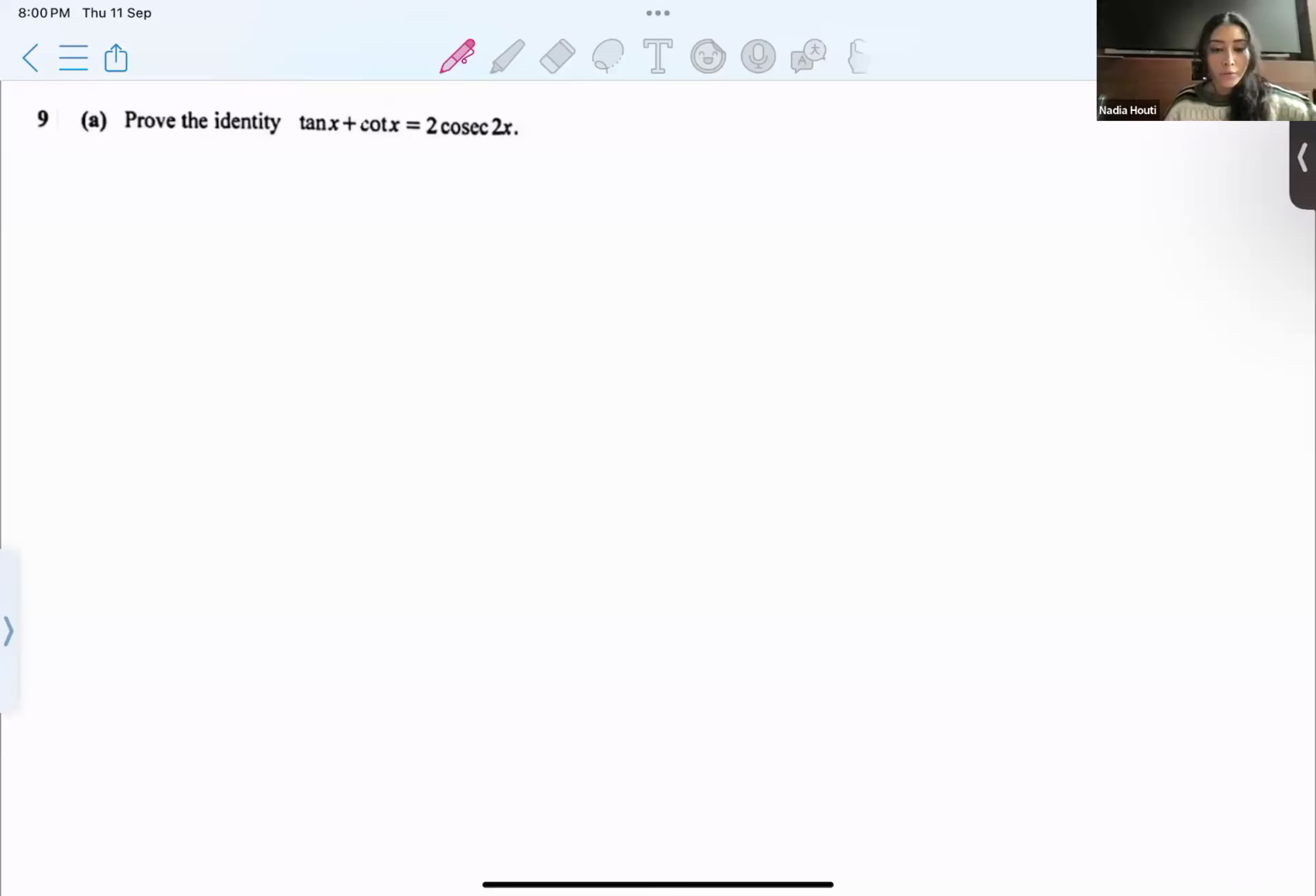Okay, so now we'll go through question 9 of the 2024 O-Level A-Math paper 2. For part A, it's on proving an identity. For this question, you basically just have to try to identify what are the similarities between the left-hand side and right-hand side, so that it can give you some clues on what you're supposed to change to get the other side of the equation.